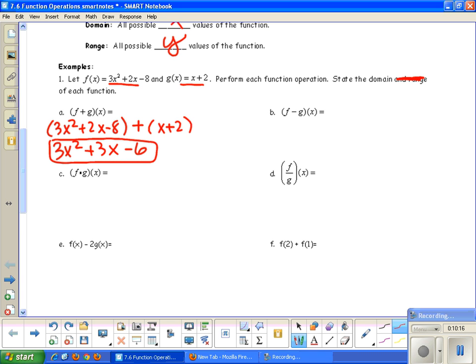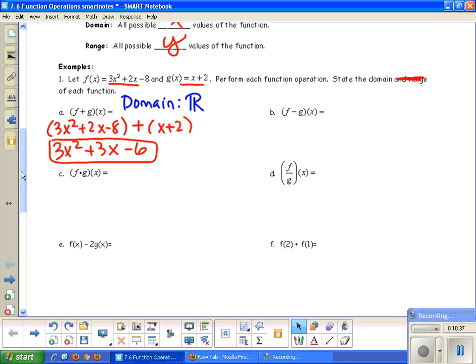If you look here, we look to see what the domain is. Do I have any variables in my denominator? No, because I'm not doing division of the functions, and I don't have any radicals in any of these equations, so I know that my domain here is going to be all real numbers. Remember, that means all real numbers.